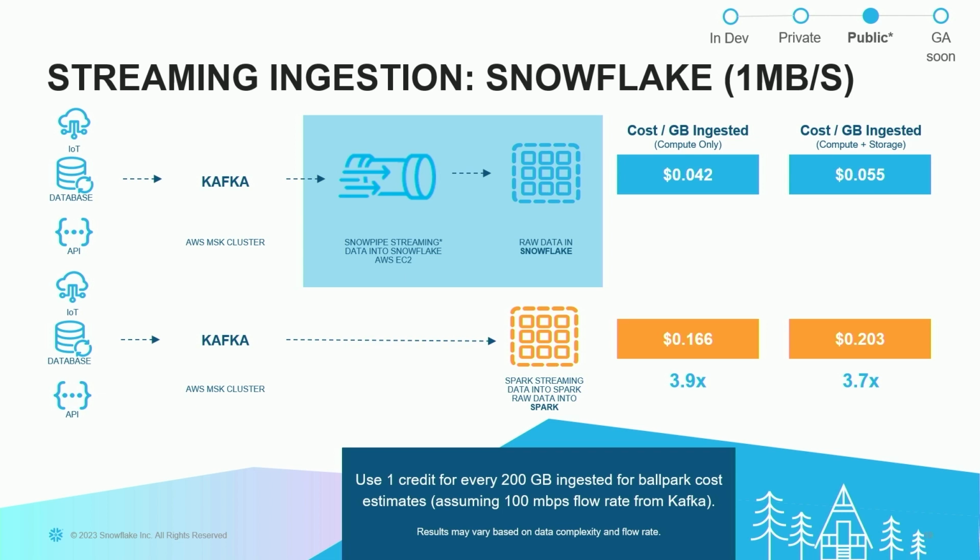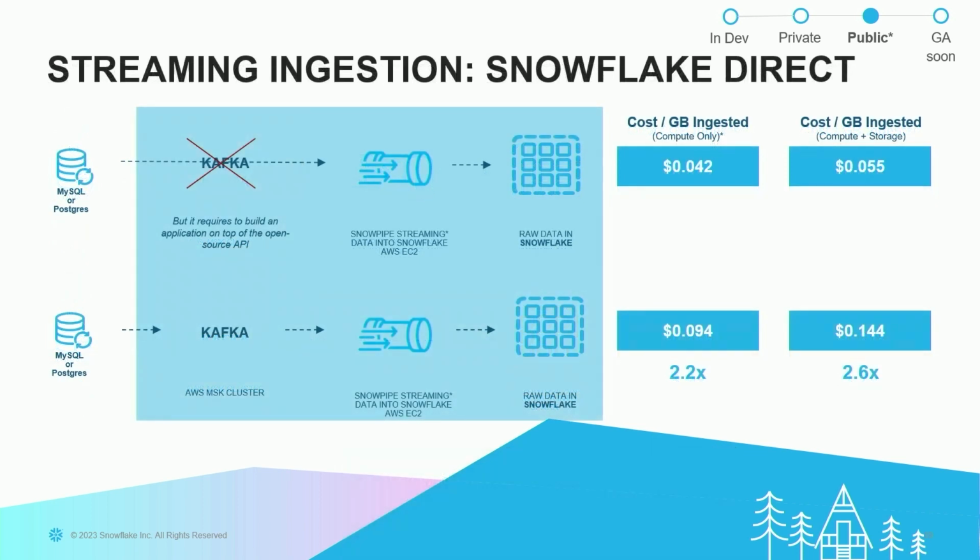Yep. We didn't stop here. We compared it with Spark Structured Streaming, then we also wanted to test with our own API. Remember, Snowpipe Streaming comes with two pieces: one is the Kafka connector and the other is the API. So we compared them together.